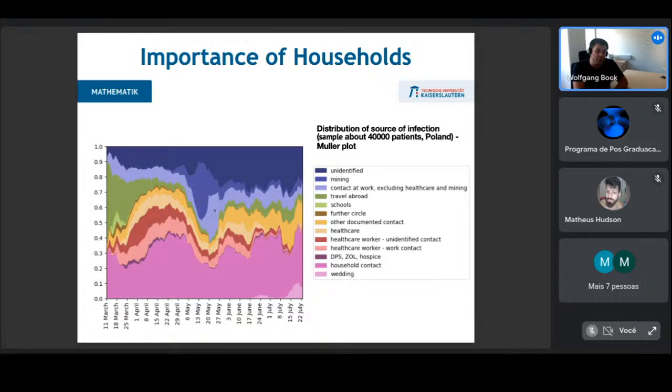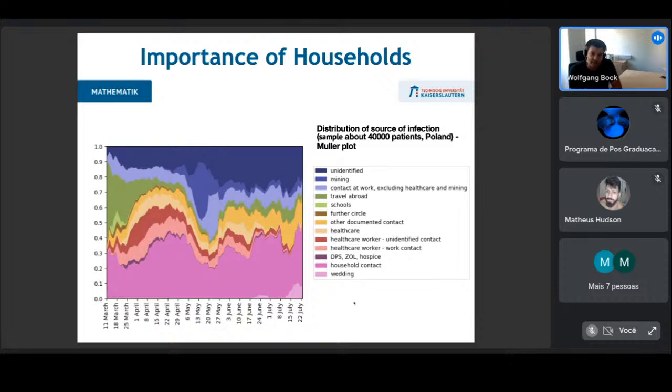But if you look at that, actually, this pink contribution, this pink background, this is nothing else but the household context. And the household plays such a big role, yeah? Much more than schools. Okay, schools were closed at some certain point, but the household infection is of course dominating here. So of course, if you have somebody in your household, you have close contacts, and it's nothing that is somehow surprising. So it's completely clear.